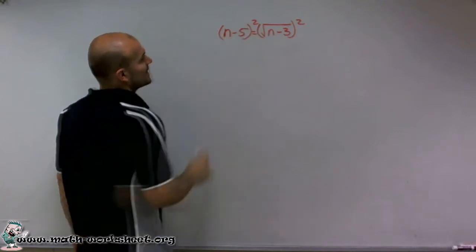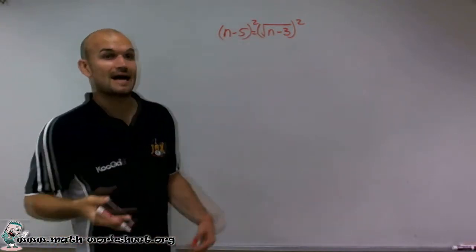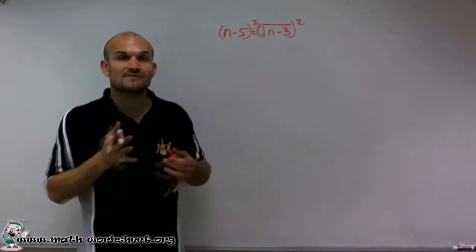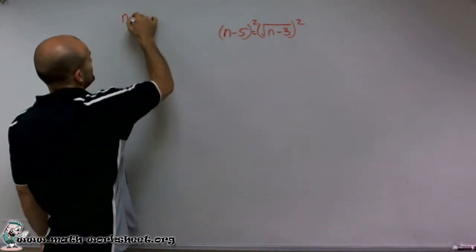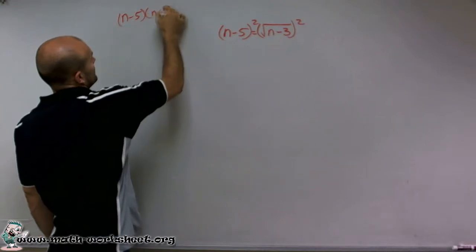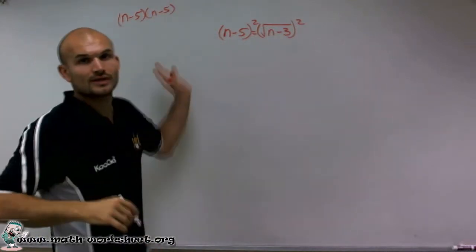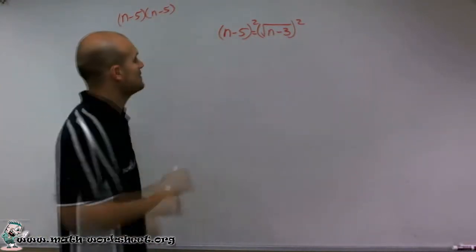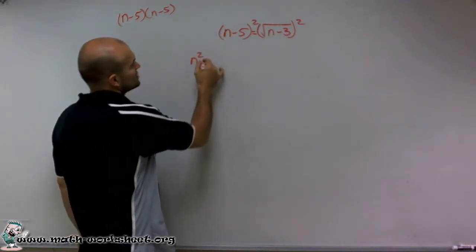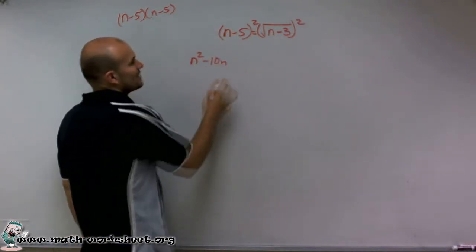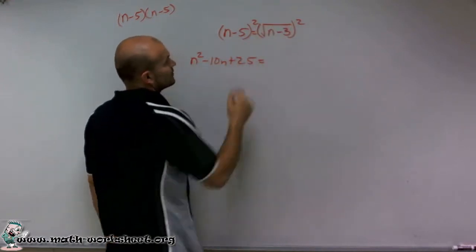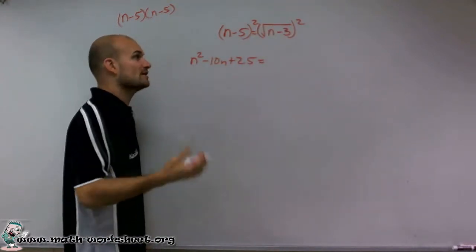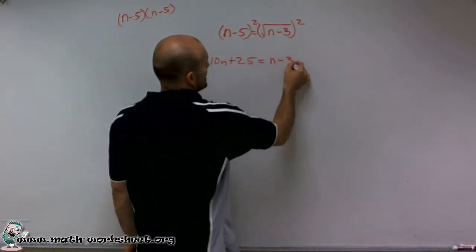So here, n minus 5 squared, I'm going to go a little bit quicker. N minus 5 squared means n minus 5 times n minus 5. If you want, write this on a sheet of paper real quick. You can multiply that out using any kind of method. But I'm just going to work a little bit closer here. That's going to be n squared minus 10n plus 25 equals the square root. Squaring the square root is just going to provide us this n minus 3.